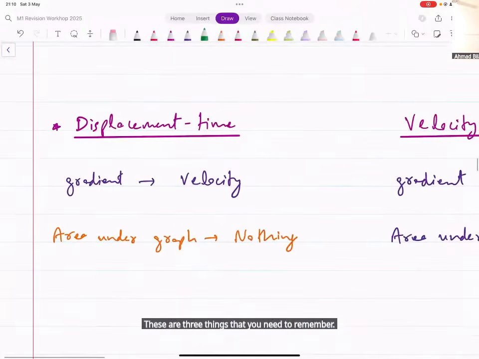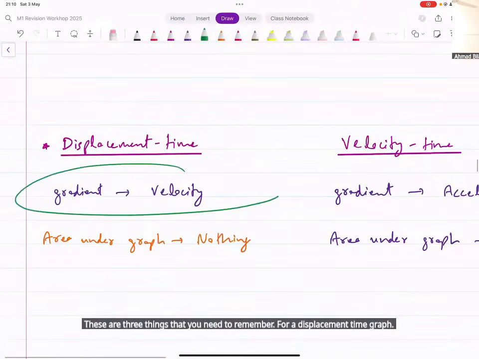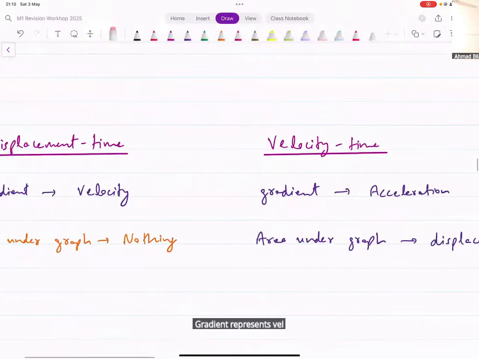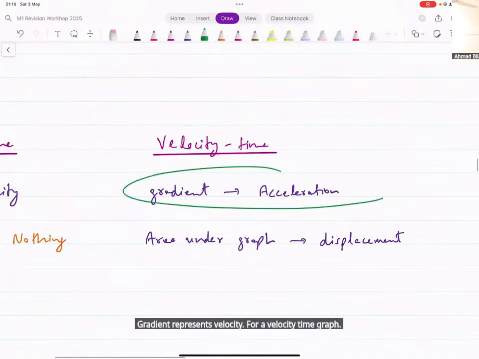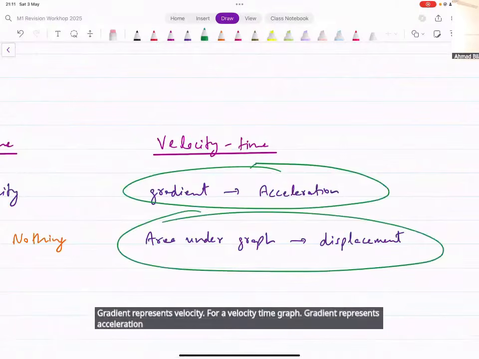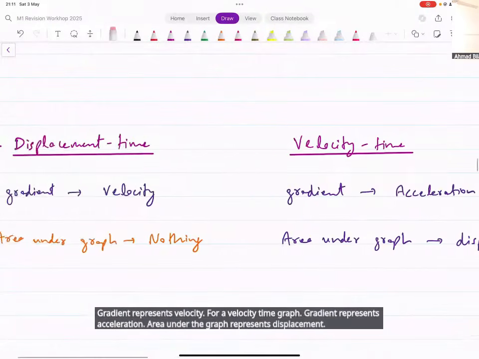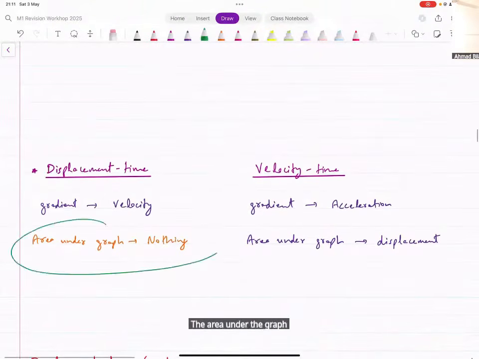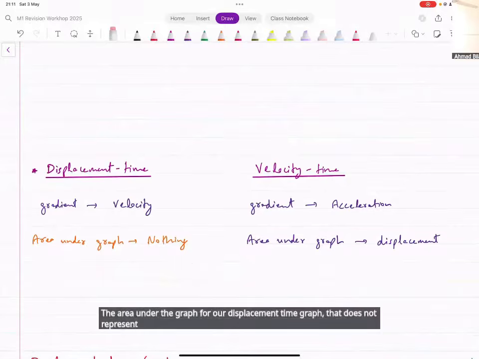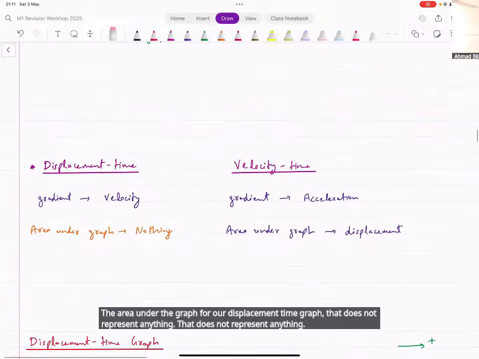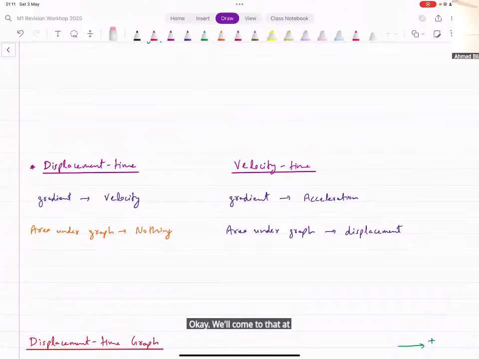For a displacement time graph, gradient represents velocity. For a velocity time graph, gradient represents acceleration, area under the graph represents displacement. The area under the graph for a displacement time graph does not represent anything. Okay, we'll come to that at the end, when we're done with kinematics and the break, I can come back to that again. Okay.